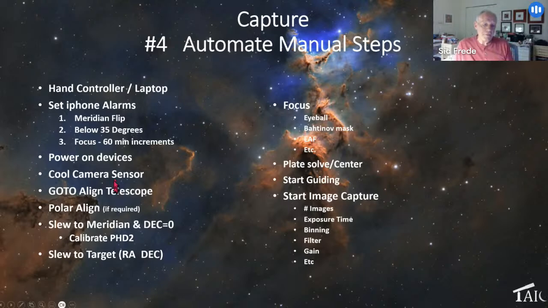I'll then power on the devices, tell the software to cool the camera sensor, do a go-to alignment if I need to, and polar alignment if required in order to be able to image. If I need to calibrate my guiding software, I'll do a PHD2 calibration, slew to the target, and focus on the target either by using some mechanical method like a Bahtinov mask or maybe an electronic focuser. Then do a plate solve, center the target, start the guiding, and start the imaging process. If I'm trying to image more than one target per night, this process will repeat itself. Oh yes, make sure you remove the lens cap. I'm sure nobody's made that error, but it does happen, believe me.